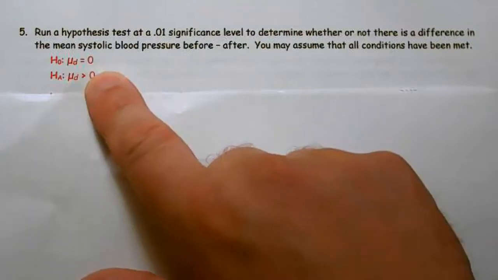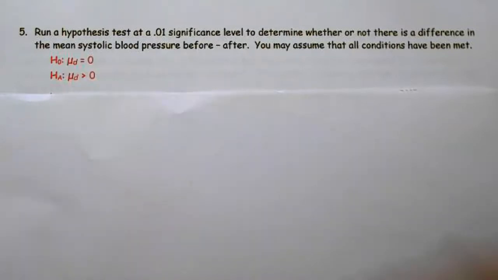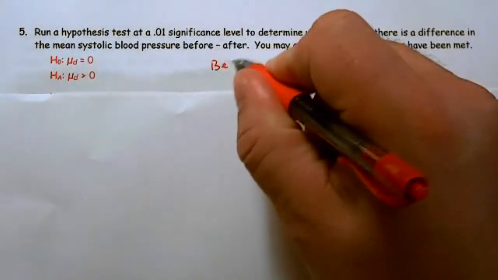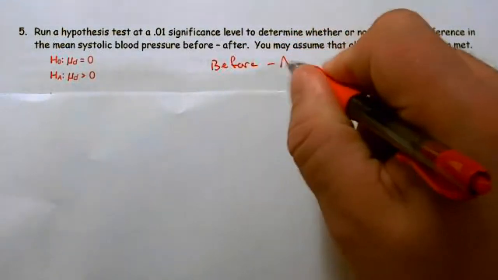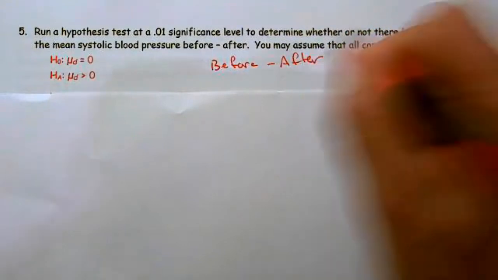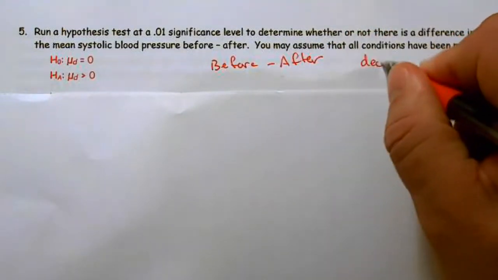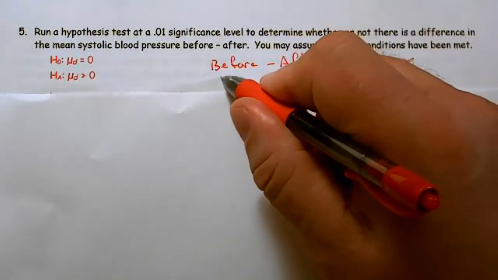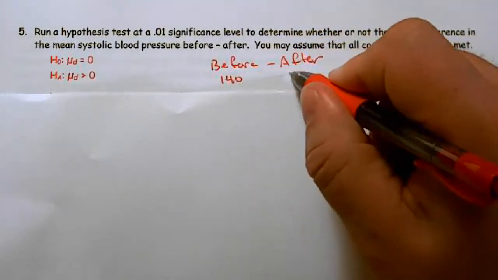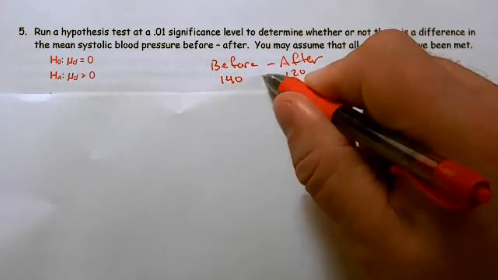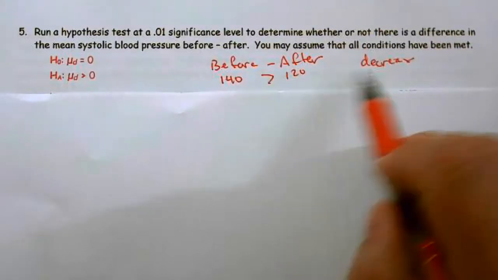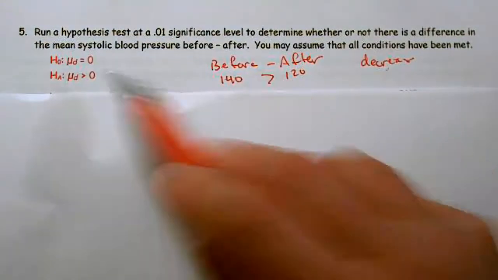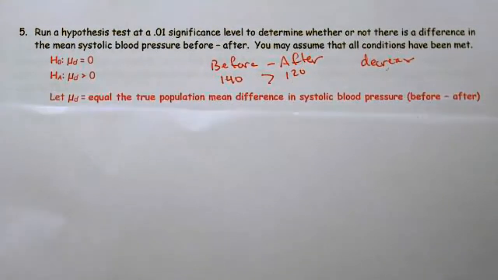So once again, I need to write my null and alternative, and I want to go back over this. Remember, it was before minus after. They were looking for a decrease. So if I have a before blood pressure of 140 and afterwards it's 120, this is a greater than symbol. This actually represents my decrease. It decreased from 140 to 120, so mu d is less than 0.